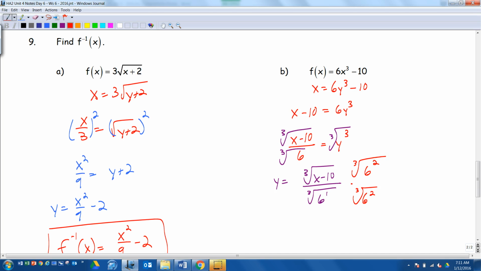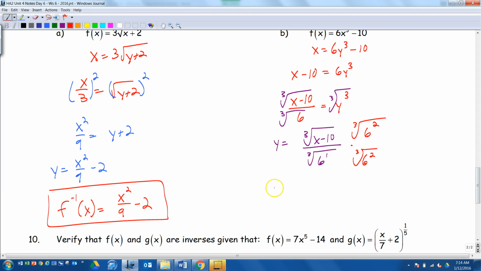Okay, and then from there, we multiply that value in. This is 36, so we get y equals the third root of 36x minus 360, because remember 6 squared is 36. And that can be multiplied in, all over just 6. But remember, I want it in inverse notation, so this is actually the answer. Remember to do that.